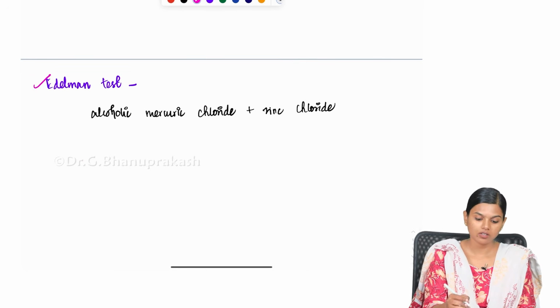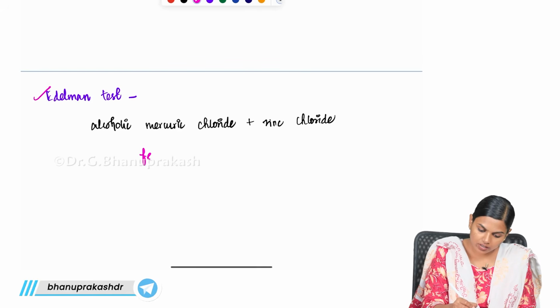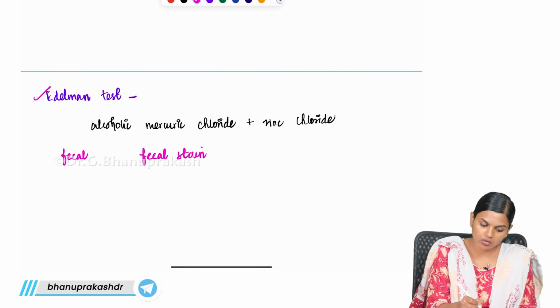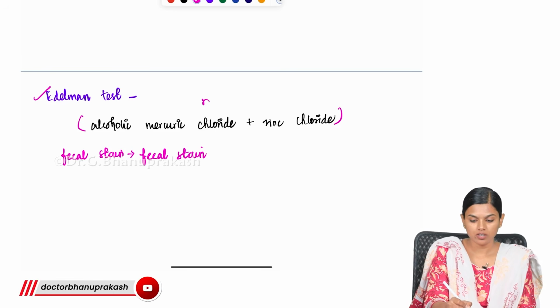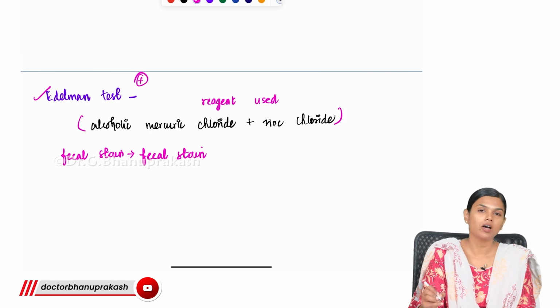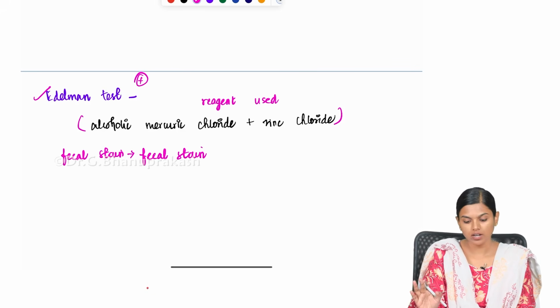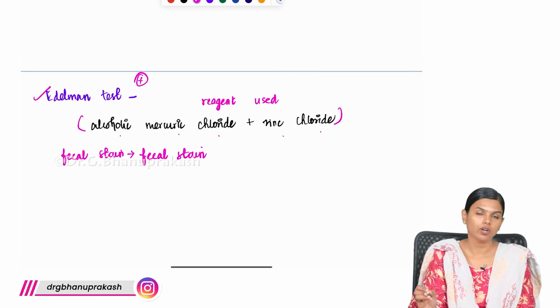This Edelman test is for fecal stain. For finding out fecal stain, we use this Edelman test. The reagent that you use in Edelman test is alcoholic mercuric chloride plus zinc chloride. This is an important 2 mark question and MCQ. So Edelman test is for identifying fecal stain, and the reagent that we use is alcoholic mercuric chloride and zinc chloride. These are the biological stains that we have to know.